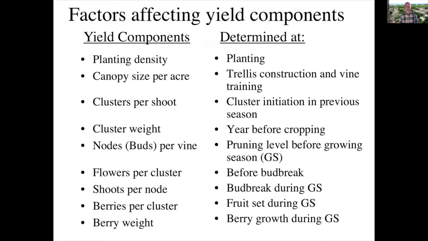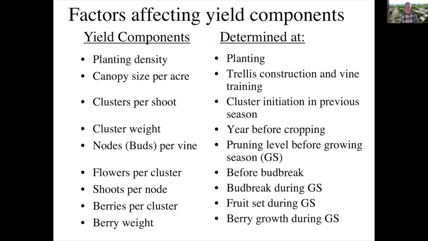So let's get into the topic more deeply. Factors that influence the yield components are planting density, canopy size per acre, clusters per shoot, the cluster weight, the number of nodes per vine, flowers per cluster, shoots per node, berries per cluster, and berry weight. There's a lot to that. But how can we affect those factors?